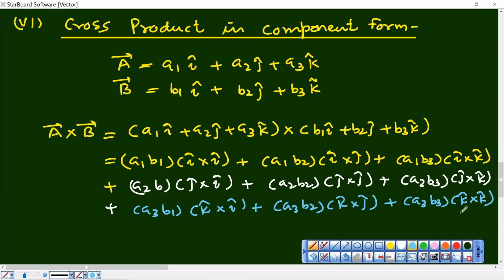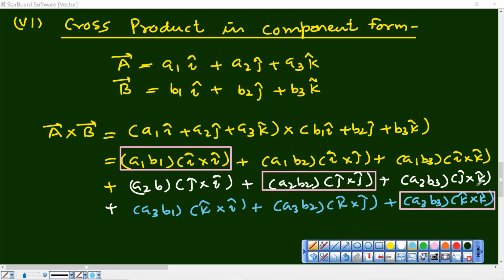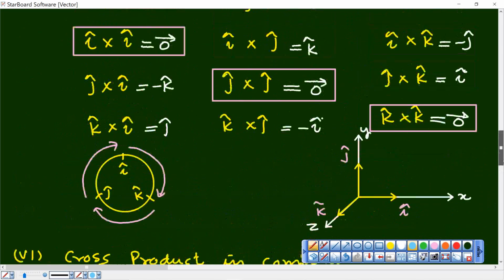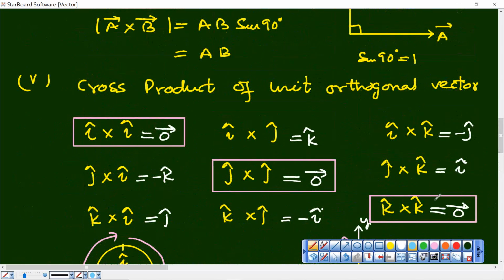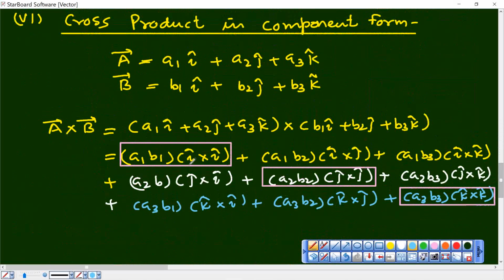Now straight away these 3 go out of the game. The reason is very well known to you. That is i cross i, j cross j, k cross k. They are all null. So that's why all these will be null. Diagonal elements will not survive. The remaining 6 will survive, and you know what they are going to be.